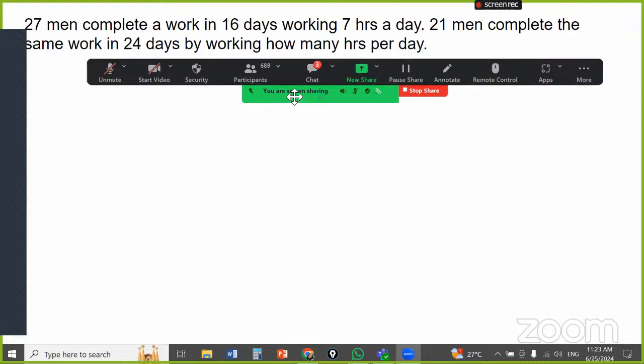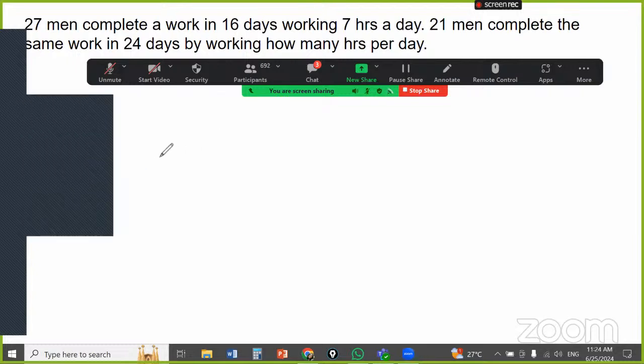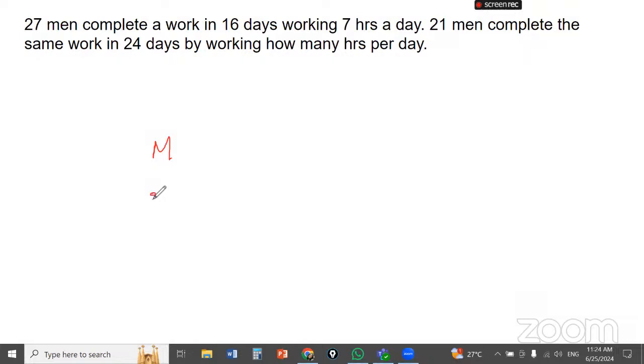27 men complete a work in 16 days, working 6 hours a day. 21 men complete the same work in 24 days by working how many hours per day? So here we don't have the work done. Always put the men, that is 27 men. They work for 16 days, then the hours, that is 6. So 21 men, they complete the same work in 24 days by working how many hours? This is what we are supposed to find. Just use the formula, you get the answer easily.